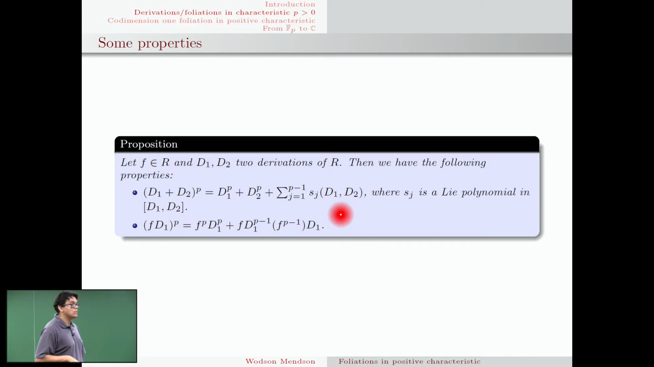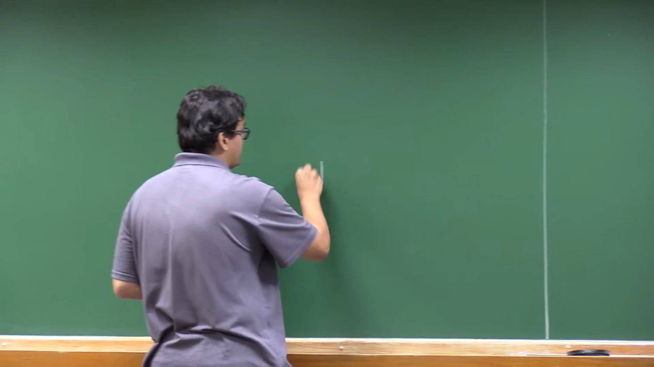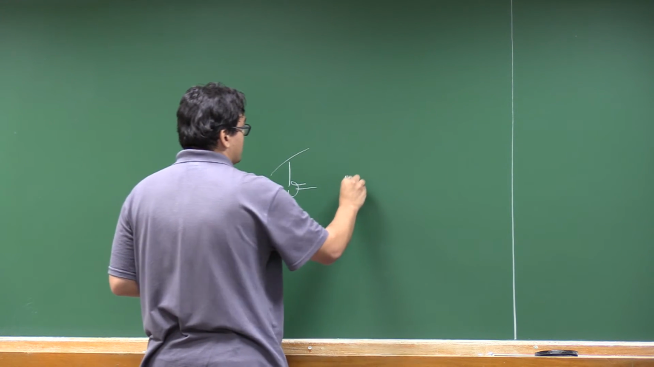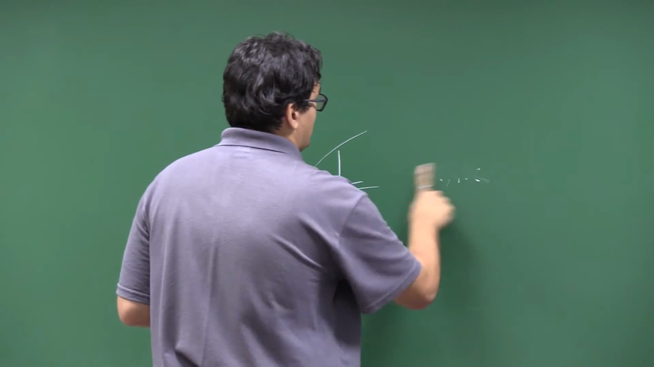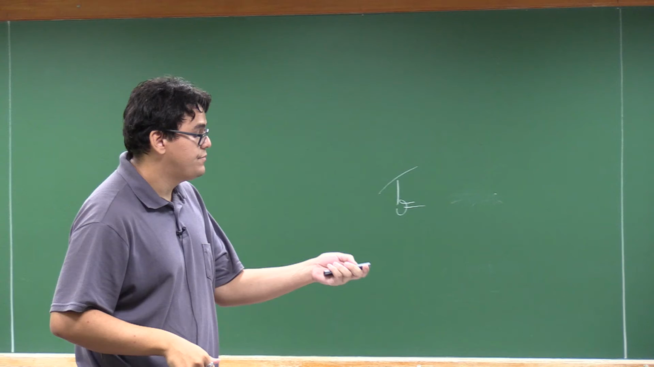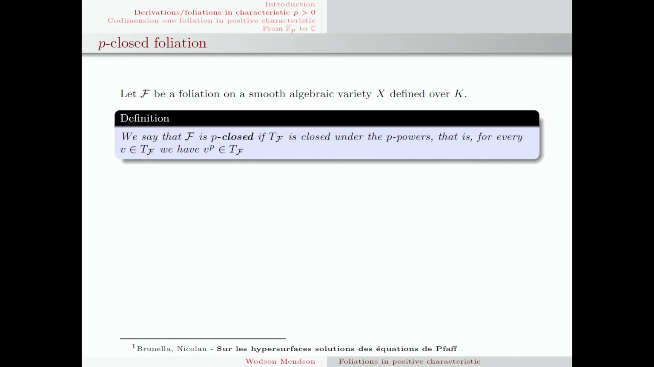And this formula is yours, or it's the Jacobson formula, right? It's the Jacobson formula. Yeah. But the point here is, if you start with the foliation, if you take a T_F, you take V1, V2. Now I need to define what a p-closed foliation is. So let's move on: you take a foliation in a smooth algebraic variety defined over k, and we say that the foliation is p-closed if this subsheaf is closed by the p-th powers. You take a derivation that is tangent to the foliation, and the p-th power is inside the tangent sheaf of the foliation.